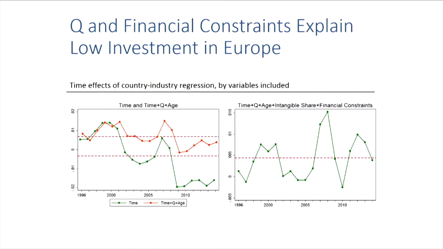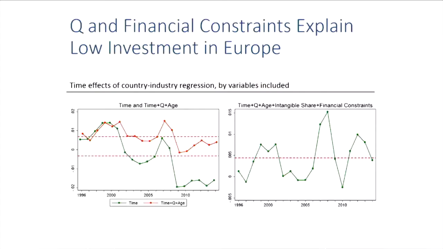Again, going back to the macro now, the question is, if you put the pieces together, do you get a consistent story? Yes. So green here, these are the time effects that you would get from the residual of the regression year by year. Okay, so if you don't control for anything, you have the green curve, which is the strong decline in investment in Europe. Okay, if you just take into account Q and firm age, you almost get rid of the trend. Okay, there's still a little bit here.